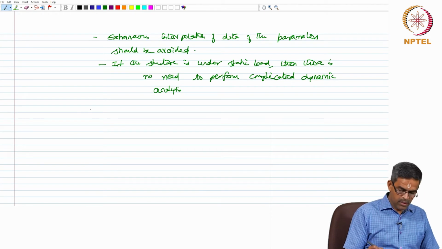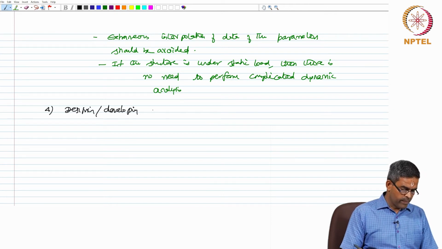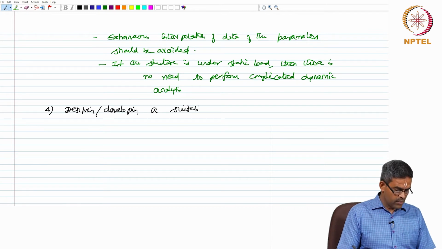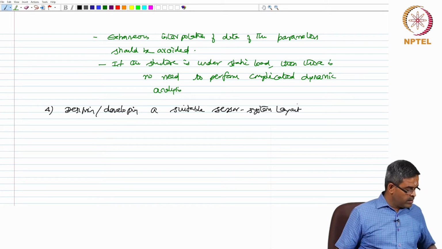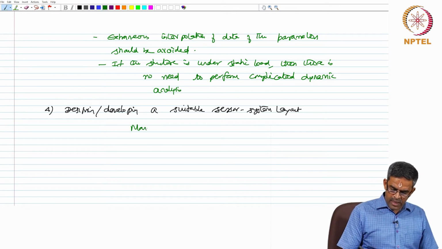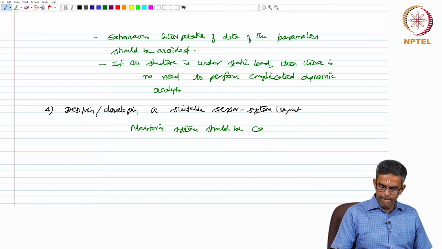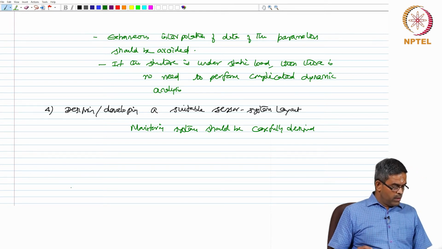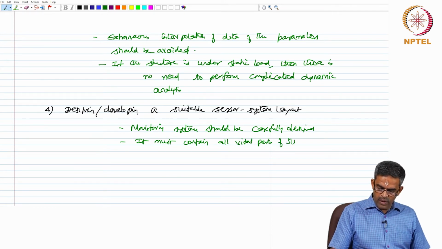The fourth could be designing or developing a suitable sensor system layout. Friends, monitoring system should be carefully designed. It must include all vital parts of health monitoring scheme.